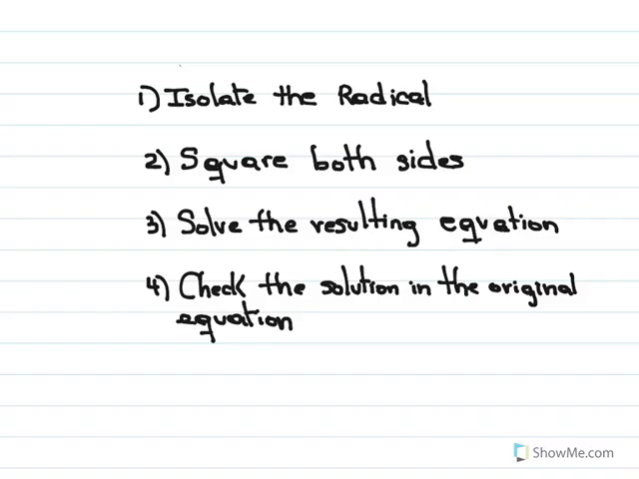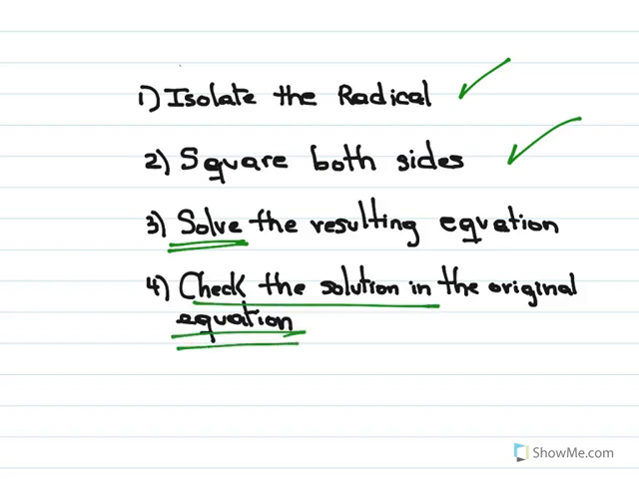Okay, so what do you do when you are solving radical equations? You have to isolate the radical, you have to square both sides to eliminate the radical, you have to solve the resulting equation, and you have to check the solution in the original equation. You are looking for extraneous solutions. If the solution that you found in step 3 does not satisfy the original equation, then you need to discard that solution because that solution is extraneous.